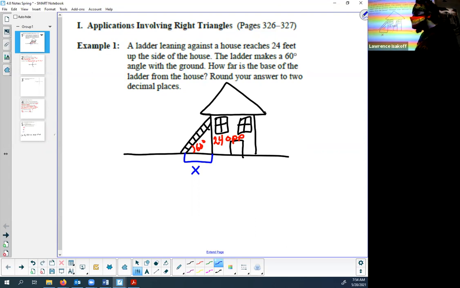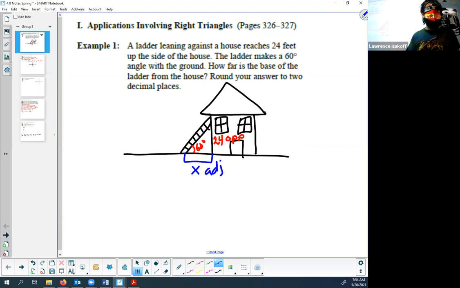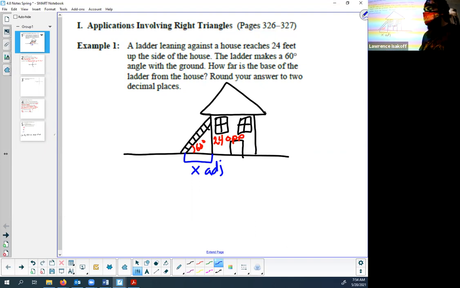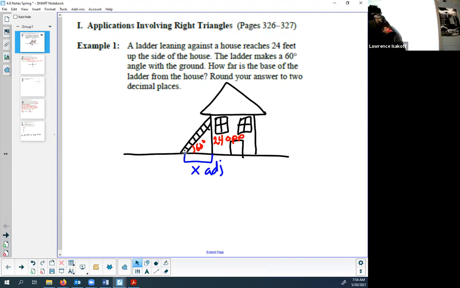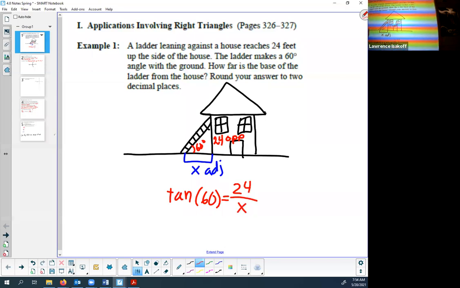24 is my opposite side. X is my adjacent side. So I think back to SOHCAHTOA. Oh, tangent uses opposite over adjacent. So that's what I'm going to utilize here. I can say that the tangent of 60 is equal to my opposite side 24 over my adjacent side X.